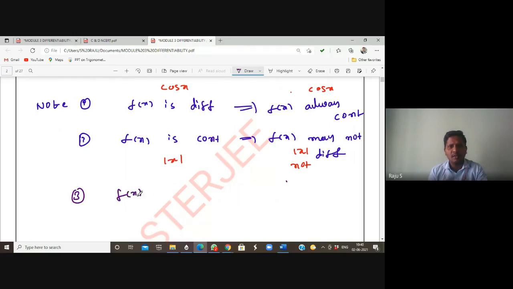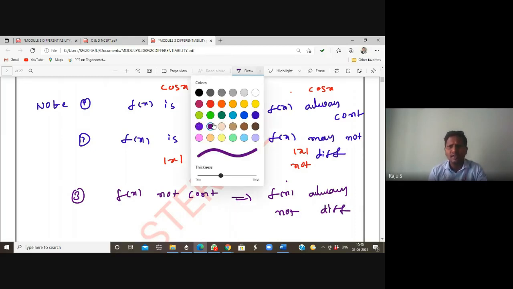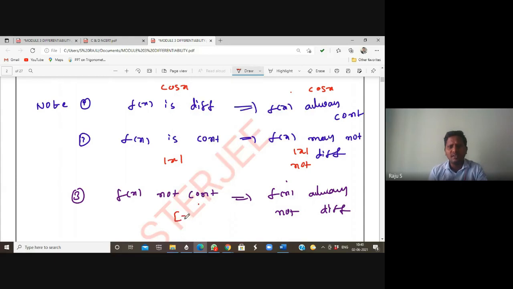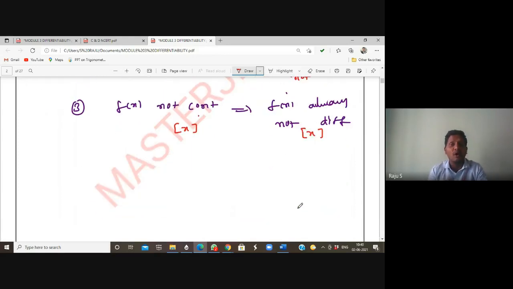Right? Sometimes f of x is not continuous. I'm saying that if f of x is not continuous, then f of x is always not differentiable. When the function is not continuous, it is always not differentiable. Example, we've already seen one example. What is the example we have seen? Anyone? I want to take step x. The greatest integer function is not continuous. In the same way, the greatest integer function is always not differentiable.